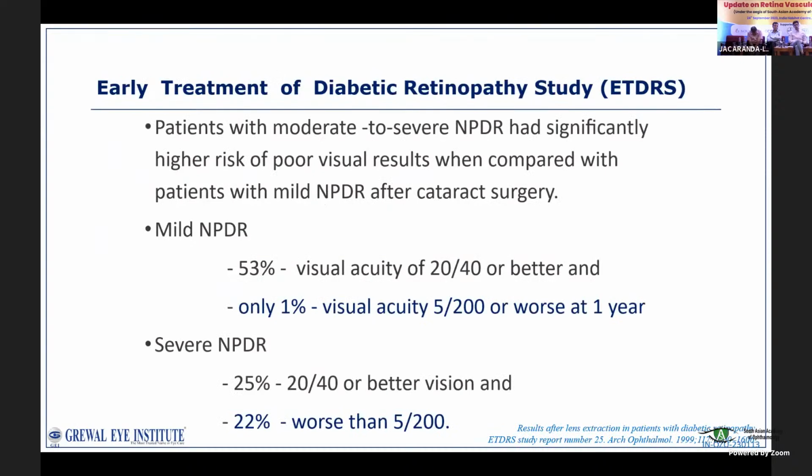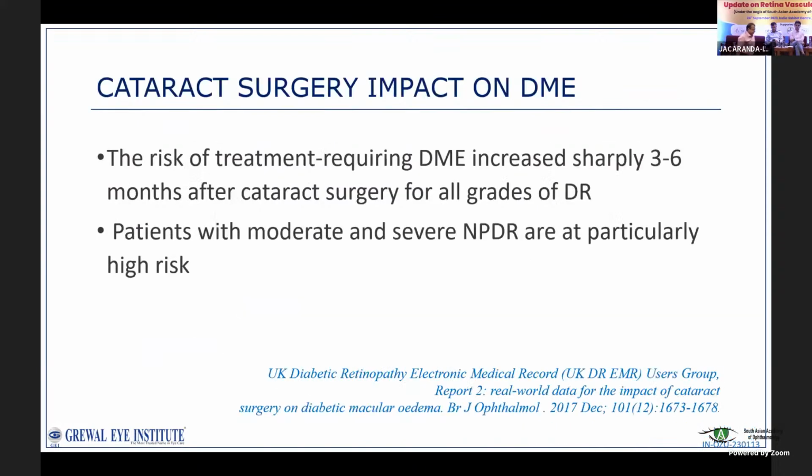This we knew right from the ETDRS study published way back in 1999, that if there is a severe NPDR, we're going to have much more chances of worsening of diabetic retinopathy as compared to if we have a mild one. So which was very, very clear even at that time.